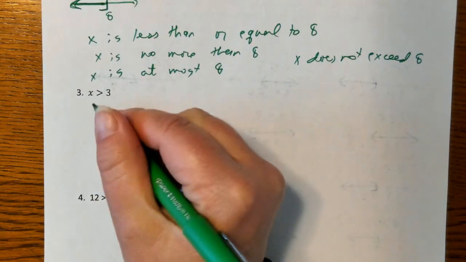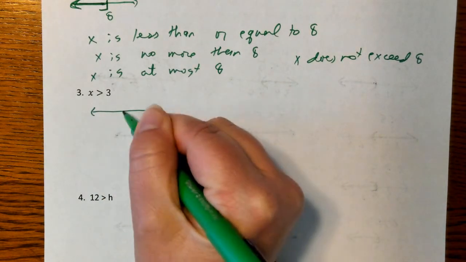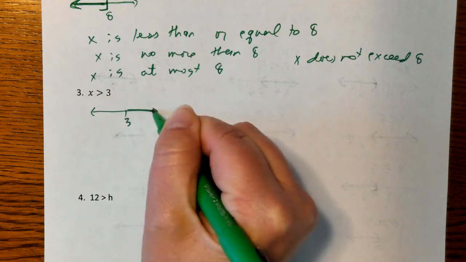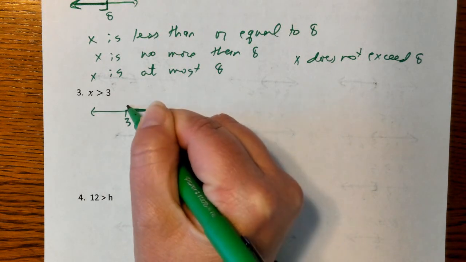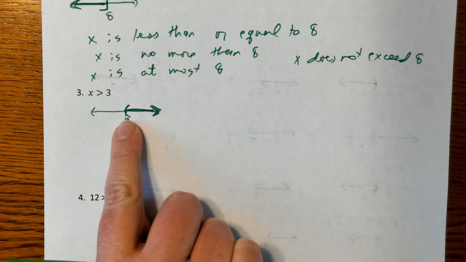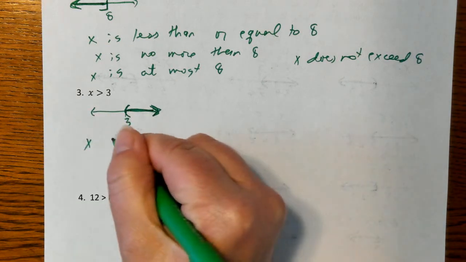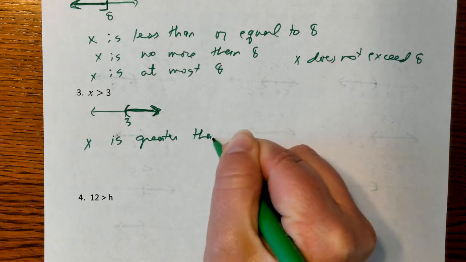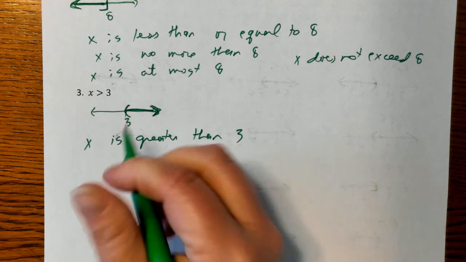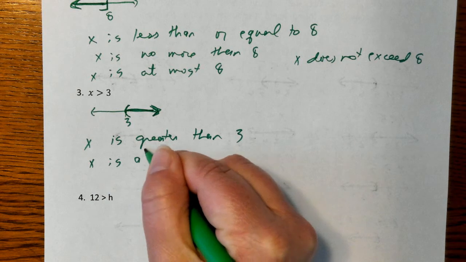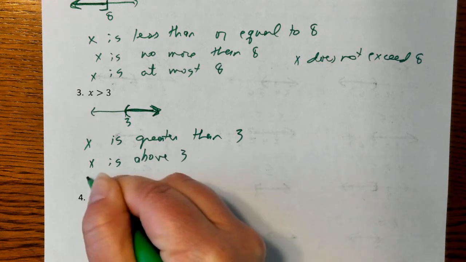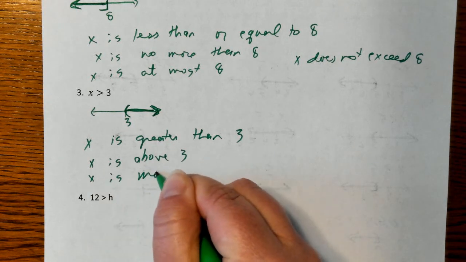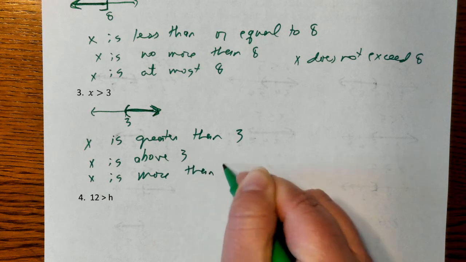Okay, this right here on our number line, here's our 3. We're saying x is greater than 3. We're going to put a parenthesis instead of a squared off bracket because it doesn't have an equal. So we'll say x is greater than 3. We could say x is above 3. We could say x is more than 3.